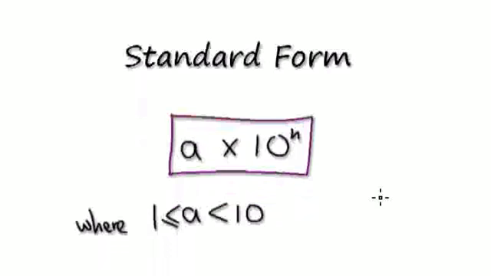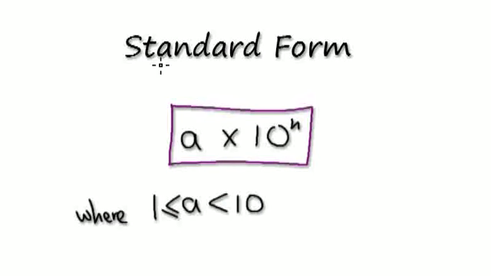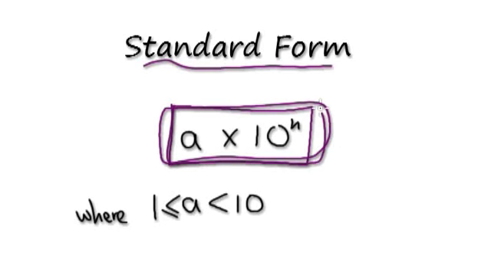In this video, we're going to talk about standard form. Standard form is one way of writing very big numbers or very, very small numbers. It's just a way of writing very big numbers or very small numbers. The way to do it takes this form here, where a is a number.